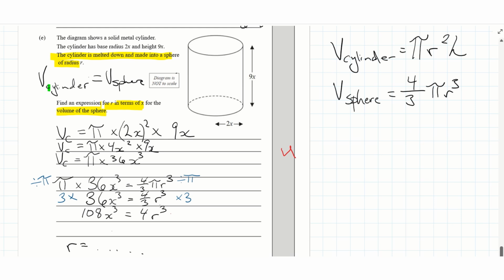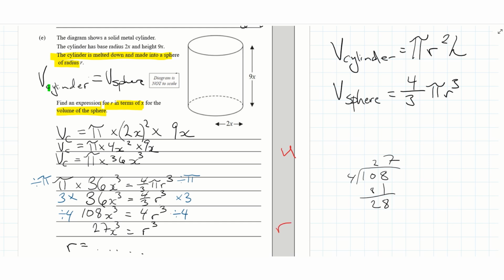108x cubed. And then I want to divide both sides by 4. 108 divided by 4 is going to take me a little bit, actually. 4 is going to go into 10 twice, 8, 2, down, 28. 28 divided by 4 is 7. So 27x cubed is equal to r cubed. If you get to this point right here, you have got merit level. Yeah, you've got merit level.